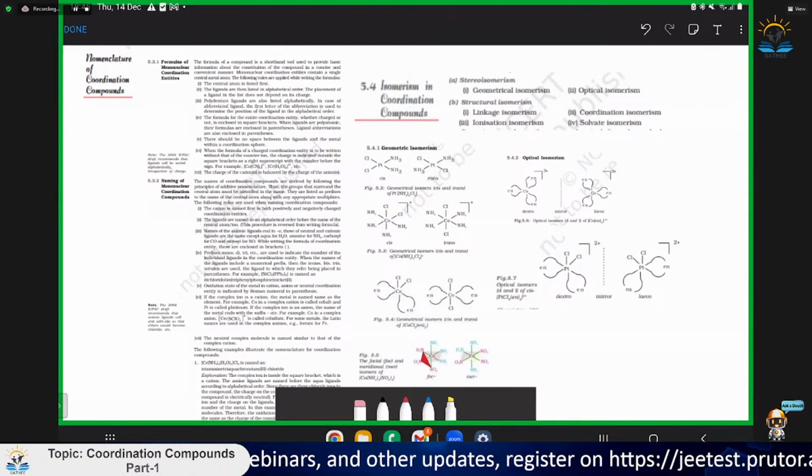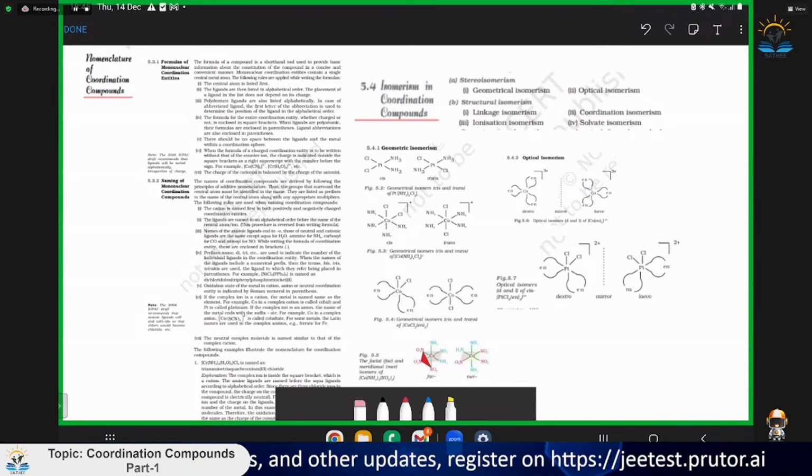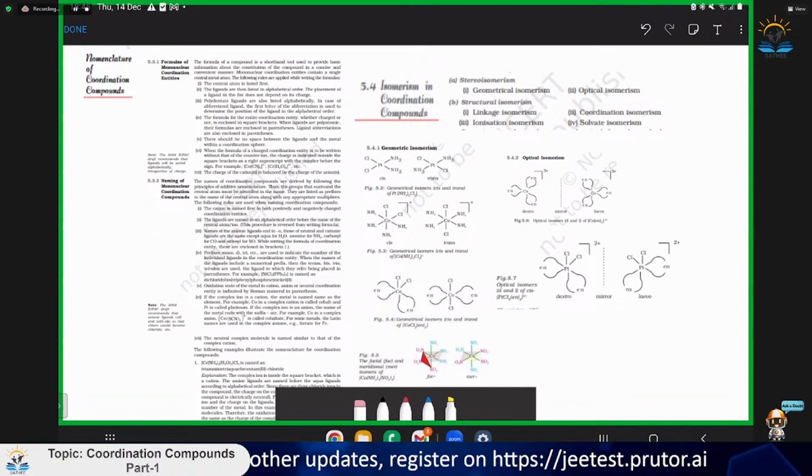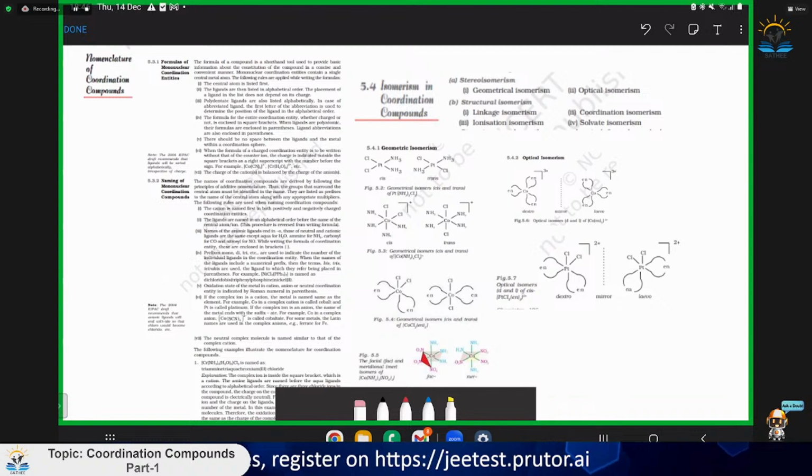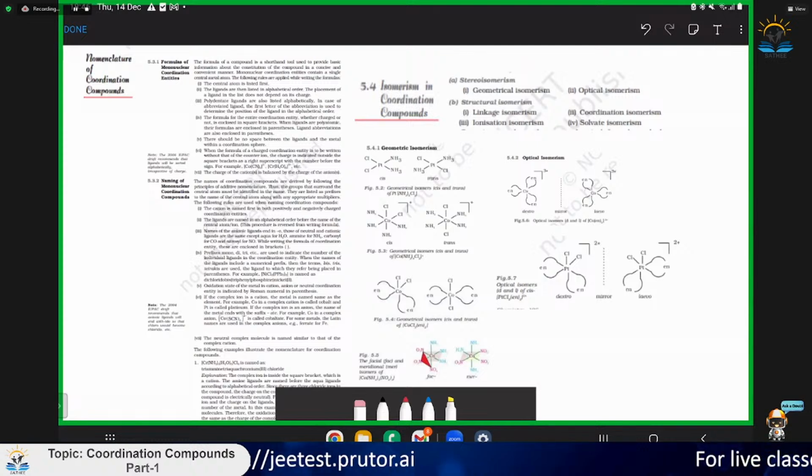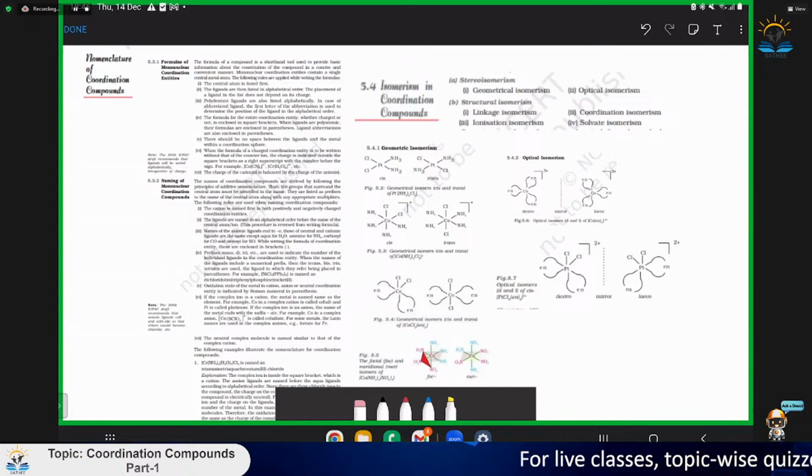Basically, PPh3 appears twice in the complex, so that's bis(triphenylphosphine). Nickel(II). The oxidation number of the metal in a cationic, anionic, or neutral coordination entity is indicated by a Roman numeral in parentheses.